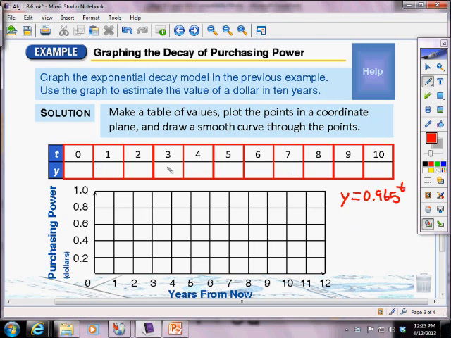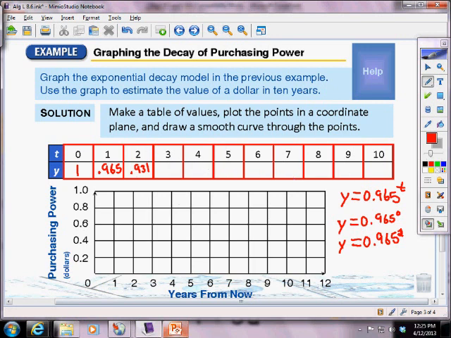So if we plug numbers in, so if I plug 0 in here for our first input value, if we raise it to the 0, well, anything raised to the 0 is 1. If I put a 1 in, 0.965 raised to the first, I would get 0.965. If I raise it to the second and just type that into a calculator, I would get 0.931. So you could keep going all the way up through 10.